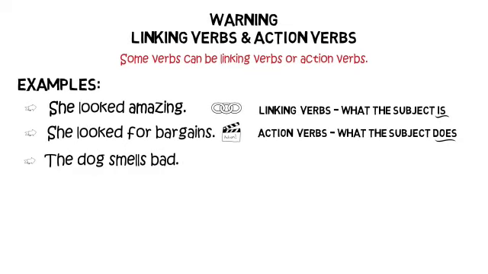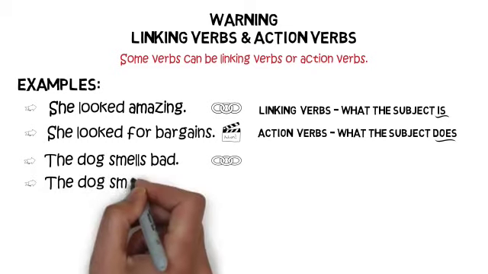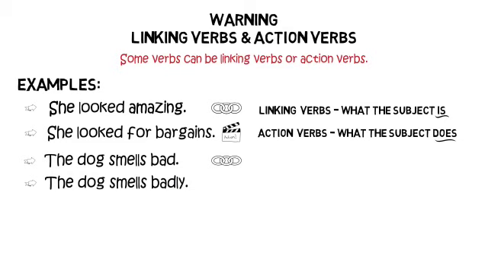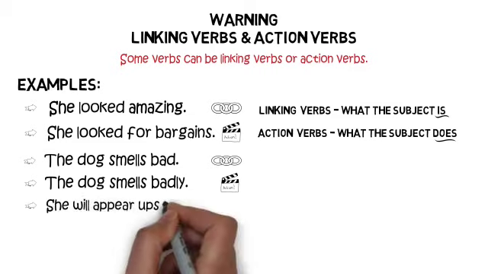Here is another example. The dog smells bad. Linking verb. The dog smells badly. Now, it's a little bit of a contrived example, but the bottom one means the dog is bad at smelling, like there's something wrong with his nose, for example. It tells us what the dog is doing, so it's an action verb.